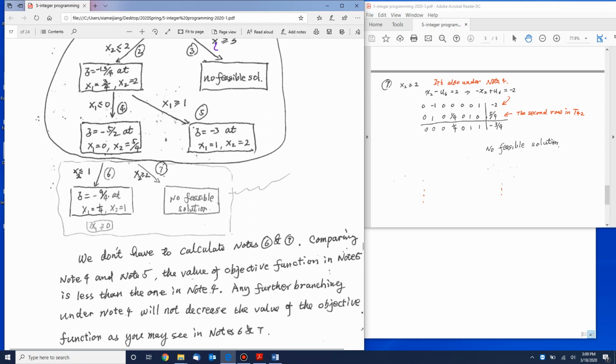That is the final optimal solution for this example 5.2, which is the same as we worked with the cutting plane method, right?